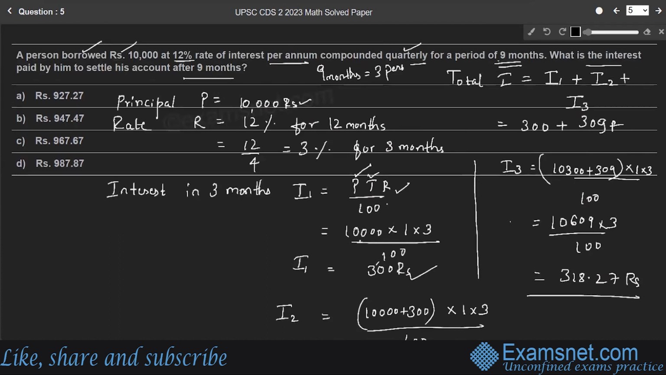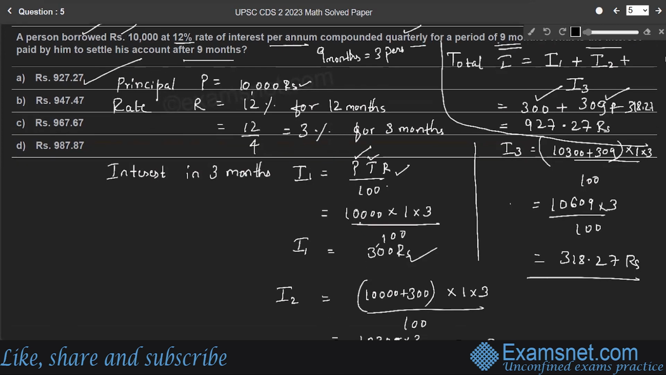Therefore, the total interest is 300 plus 309 plus 318.27. So totally we have 927.27 rupees as the total interest paid by him to settle his account after 9 months. Therefore, option A is the right answer.